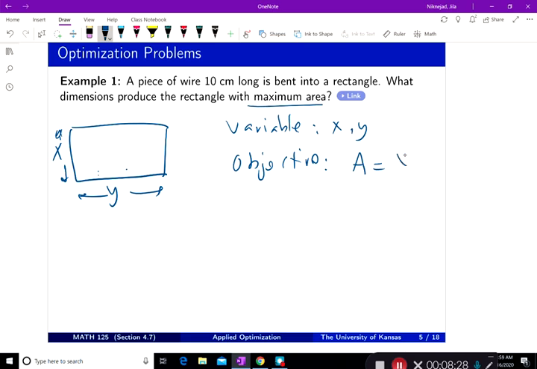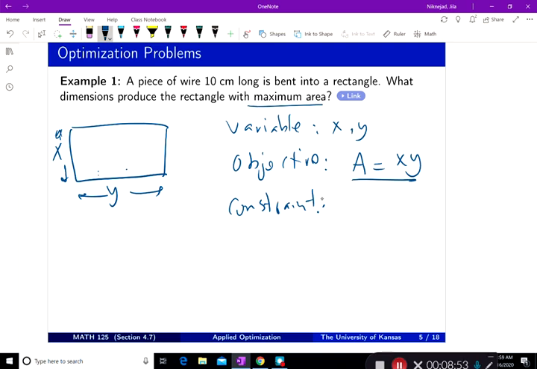And area is the two sides multiplied together. Now, look at this. The objective function has two variables, and that's not allowed in Calc 1. What do you do? You look for constraints. What is the constraint? The constraint is the length of the wire.